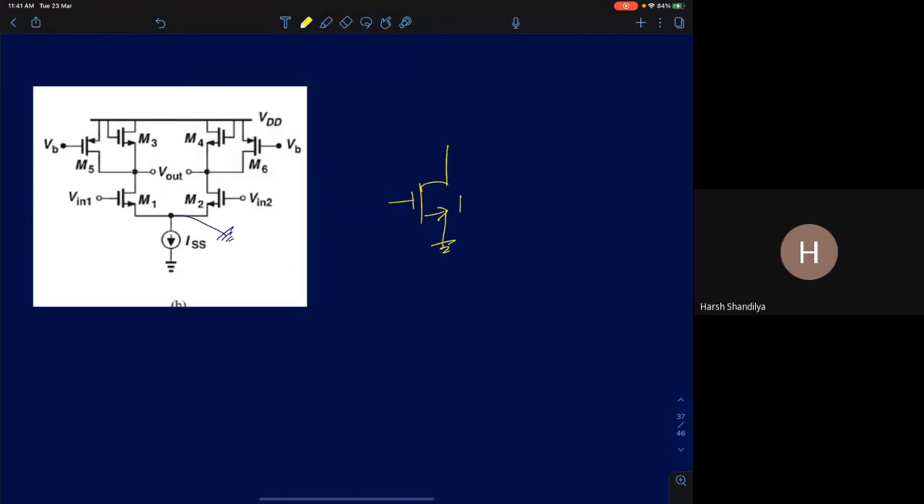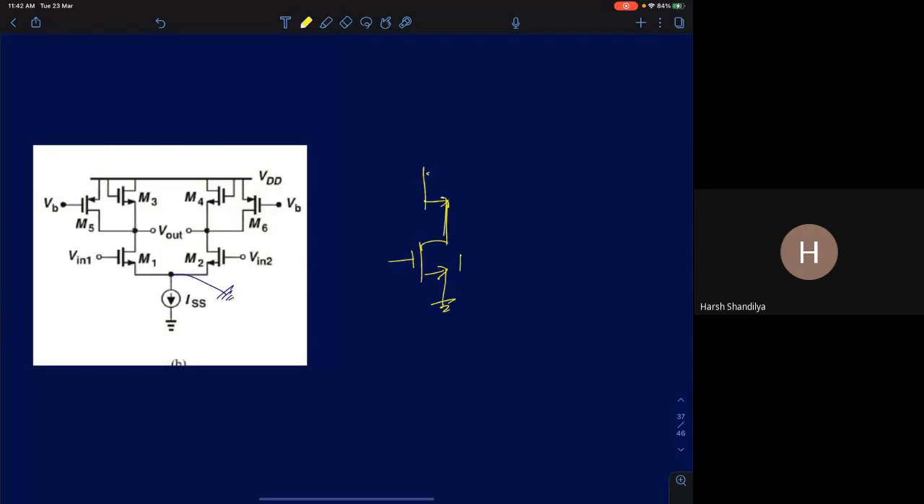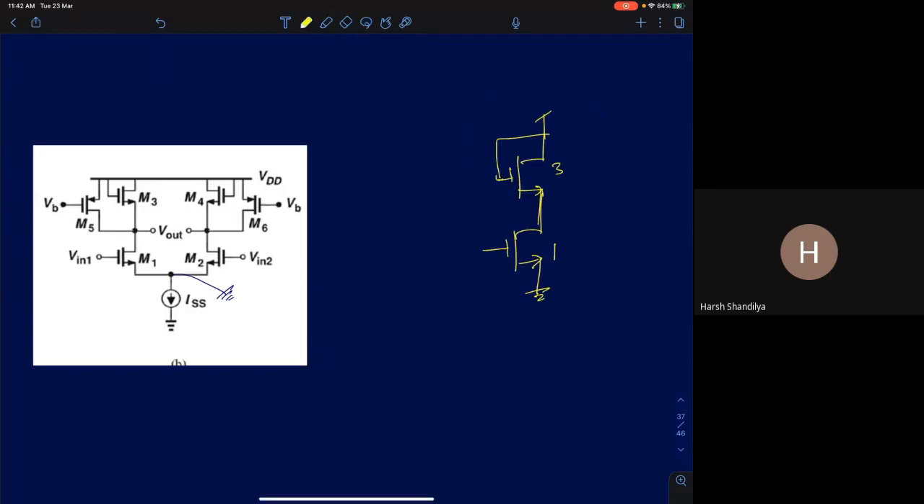And on the upper side, you have two transistors. You have one which is a diode connected transistor M3, and you also have another PMOS transistor in parallel. I'm going to represent that PMOS transistor this way.